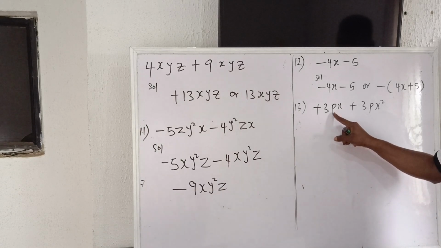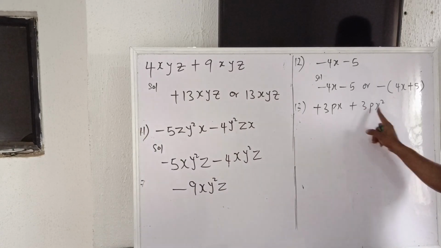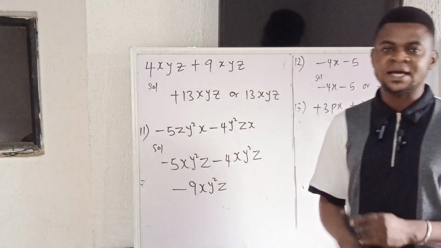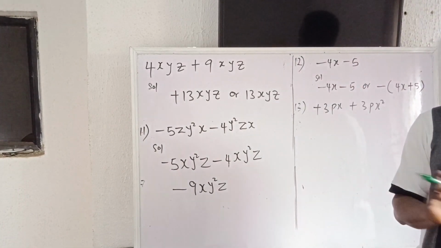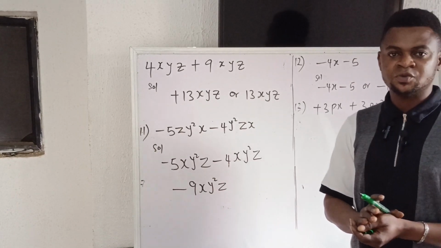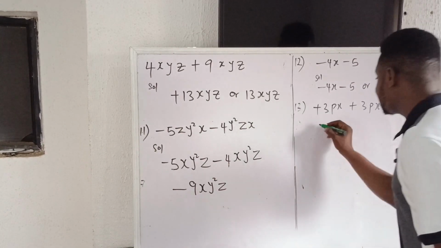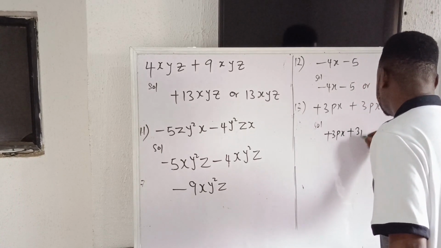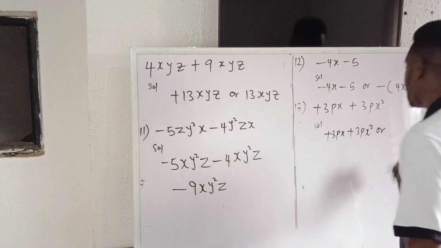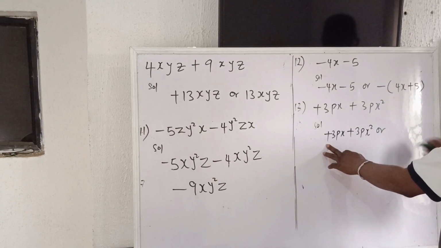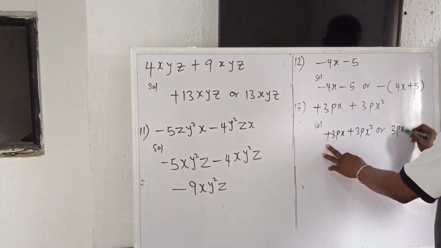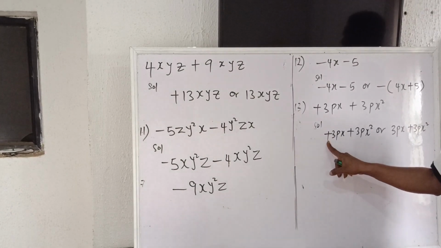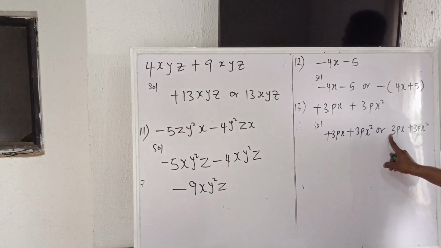Because here we have P, we have P. We have X, we have X raised to the power of 2. X raised to the power of 2 is not the same as X. So it's not possible for us to add, neither is it possible for us to subtract. So my answer will still be plus 3px plus 3px squared. Or I can simply remove this plus and just write it as 3px plus 3px squared. So I can remove the first plus, since this one has an invisible plus sign.